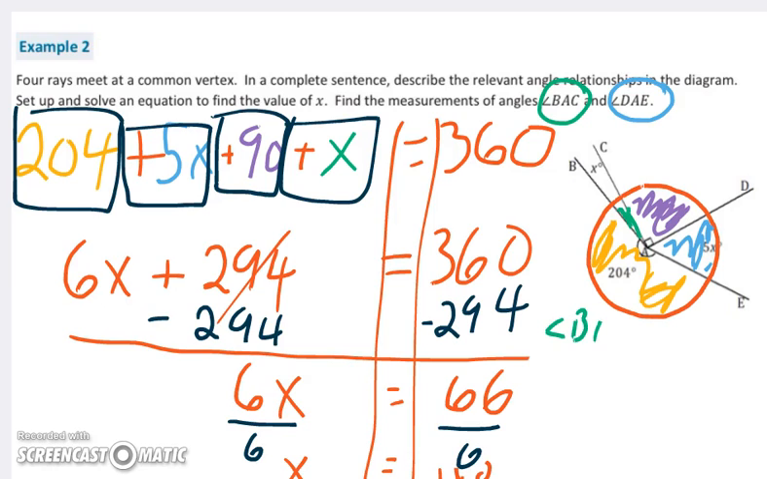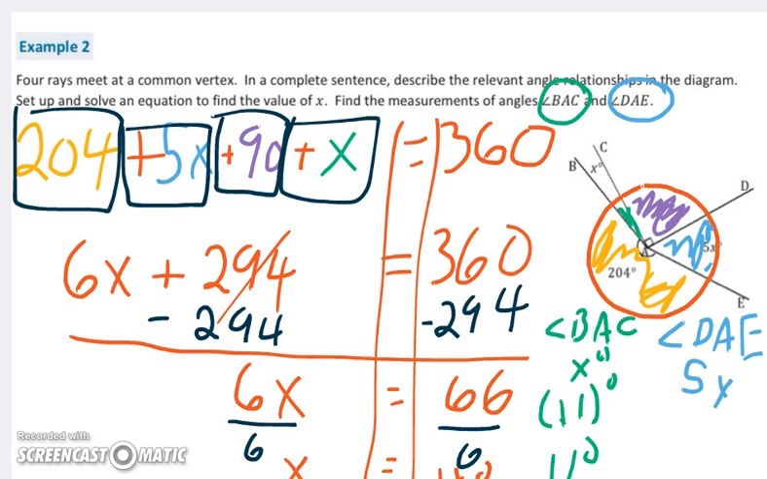So angle BAC, in the diagram it's x degrees. Well, we know what x is now, so let's substitute in 11. Okay, well, that's easy, that's 11 degrees. Quickly, our last one here, angle DAE. Well, in the diagram it says 5x degrees, very sloppy.